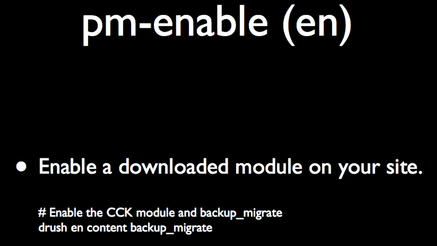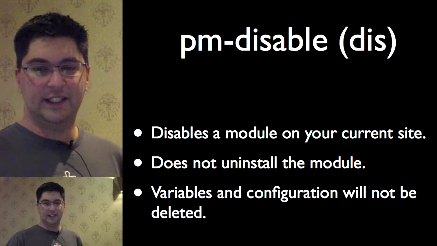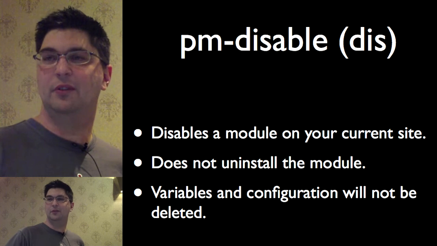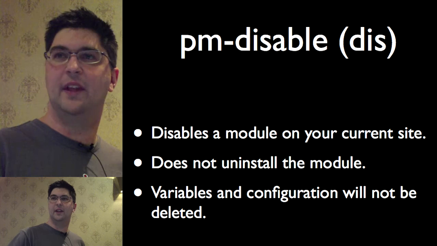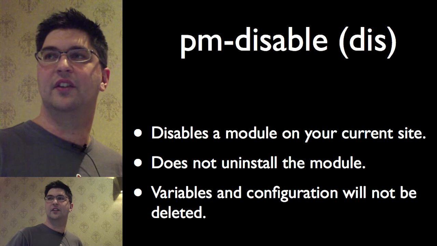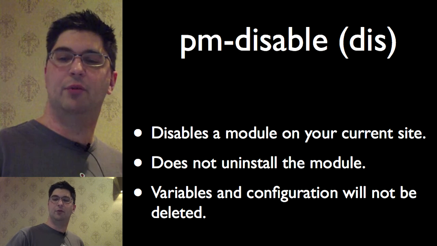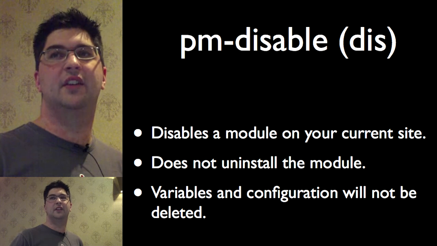Once we actually have it living within the site and showing up on the PM list there, we can enable it with the PM enable command. The same as the download command, you can specify multiple modules to enable at one time. And the opposite of PM enable would be PM disable, which will disable that module from your site. It doesn't uninstall or remove the module. Any variables or configuration that resides within your database won't be wiped. If you re-enable the module, that configuration remains intact.